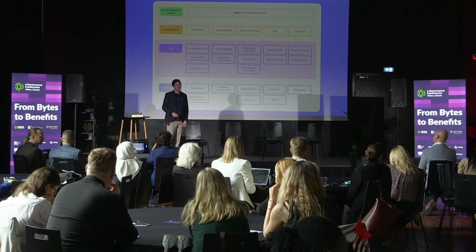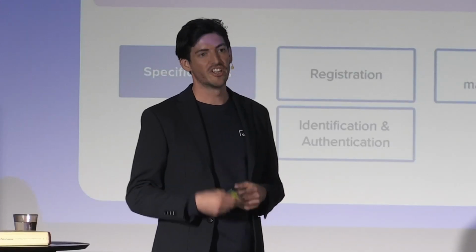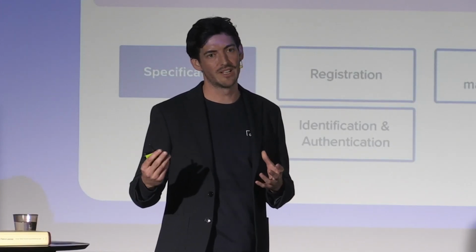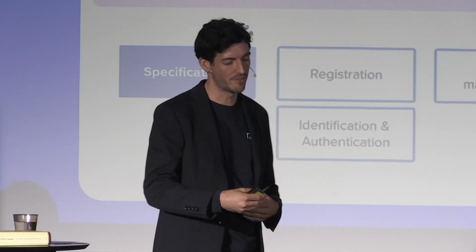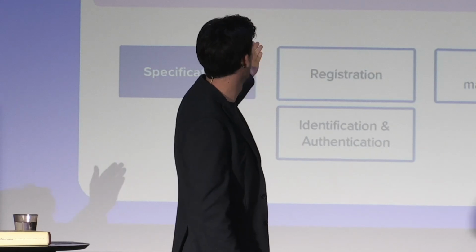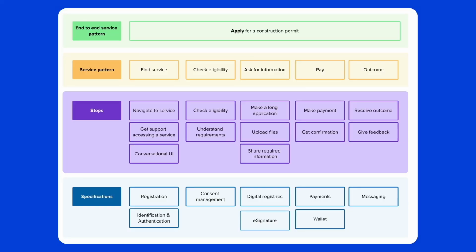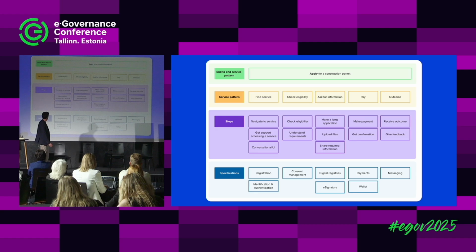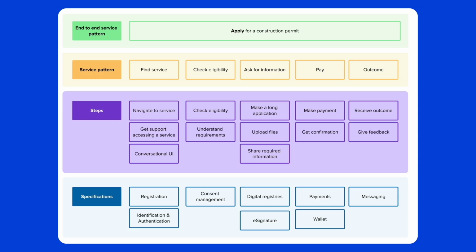So some of them have QR codes. They take you to the first draft proof of concept of the documentation, so if you're implementing it. And then the next layer, it would be great if you look at a step, for example, conversational UI or understanding requirements, and you can see which building blocks or which specifications you might need to reference.